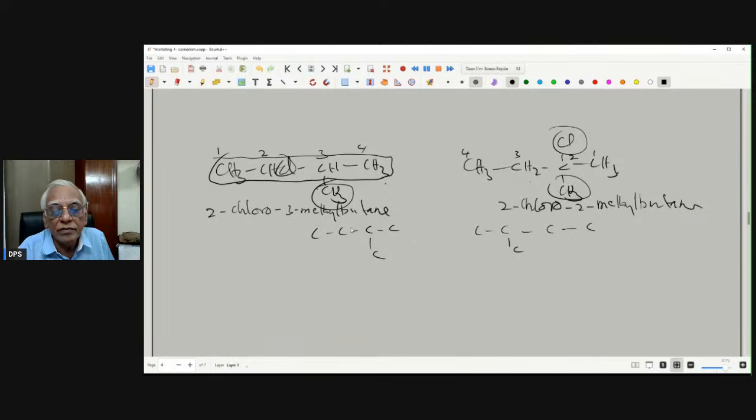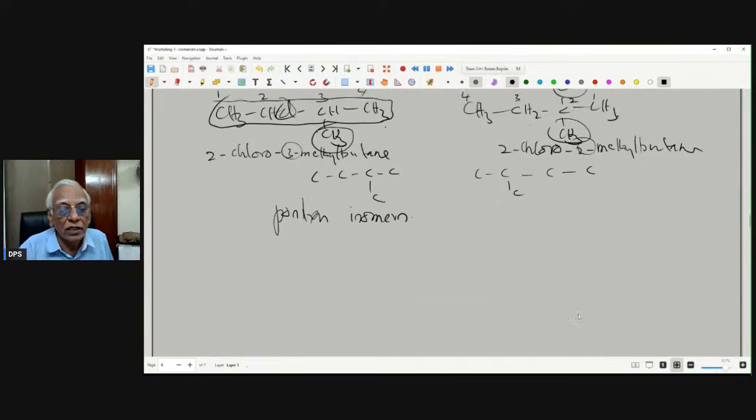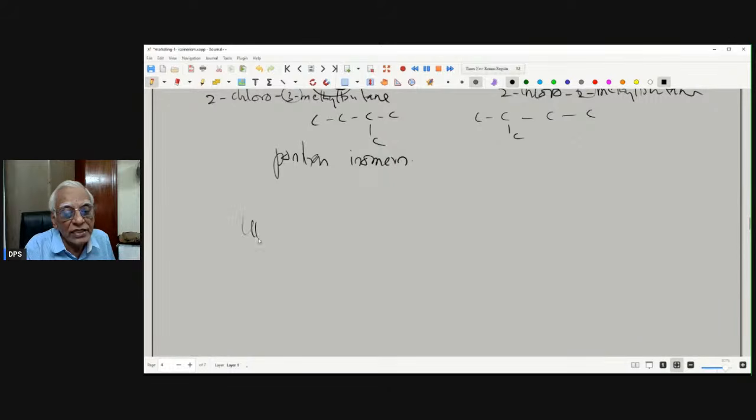2-chloro-3-methylbutane and 2-chloro-2-methylbutane: the number alone is going to be different. Therefore, they belong to position isomers.